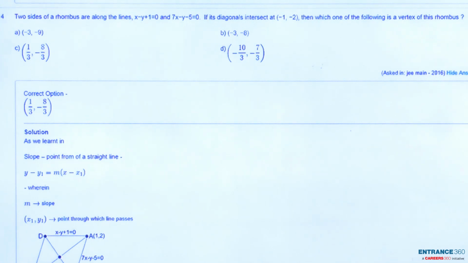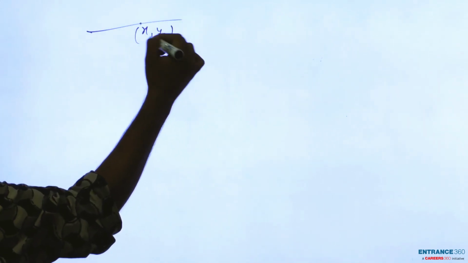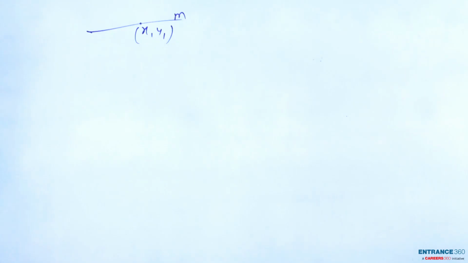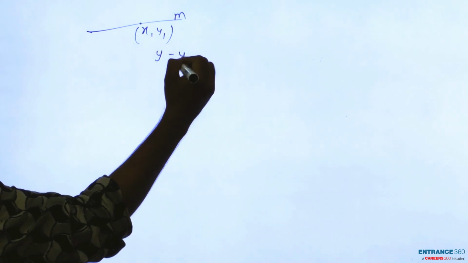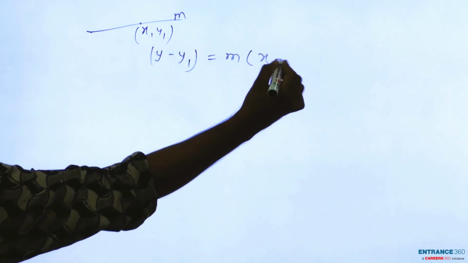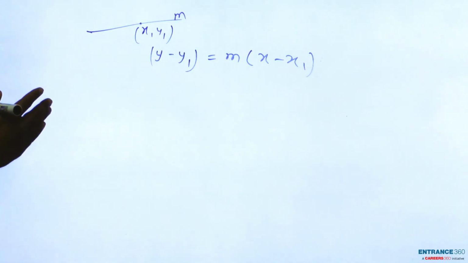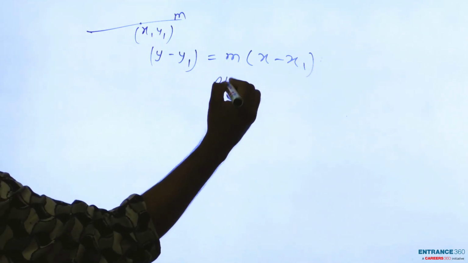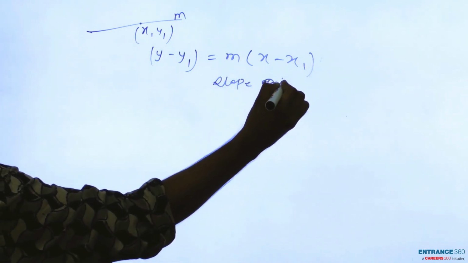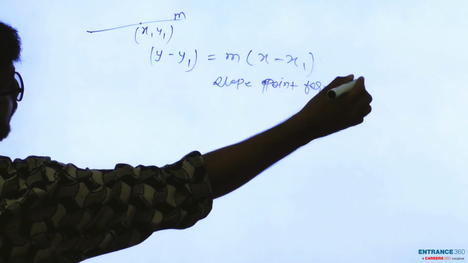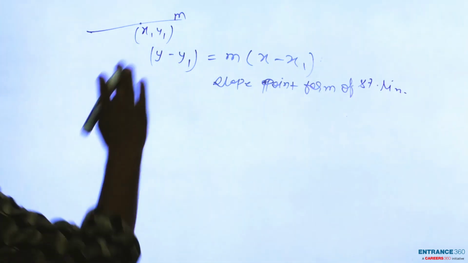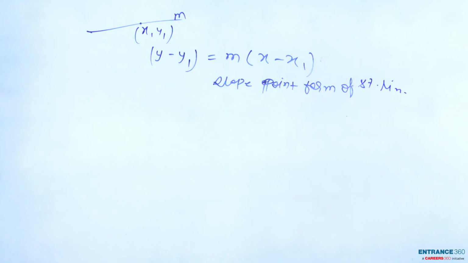First of all, we have to focus on the concept we are using here. The concept is the slope-point form of a straight line. If you have any point (x1, y1) and a given slope m, then you can find the equation y minus y1 equals m times (x minus x1). This is the equation by the slope-point form of a straight line. Simply, we have to use this concept to solve this question. Let's see how to use it.